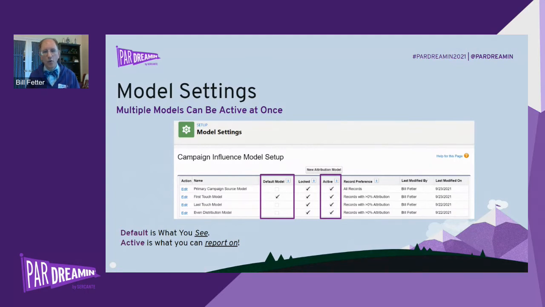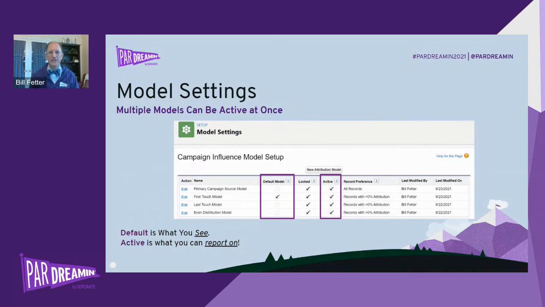And here's the key thing. Only one can be default, obviously. And default means that's the one you see when you're looking on a record. So if you're looking at campaign influence on a record, on an opportunity, on an account, on a contact, that's the one you see on the front end. However, you can have all 4 of them active at the same time if you want to. And what that does is it makes all of them available in reporting if you want to look at, well, if this was first touch, what was the first touch? If this was last touch, what was the last touch? So you can have all of the models active at the same time, even though only one can be the default model.